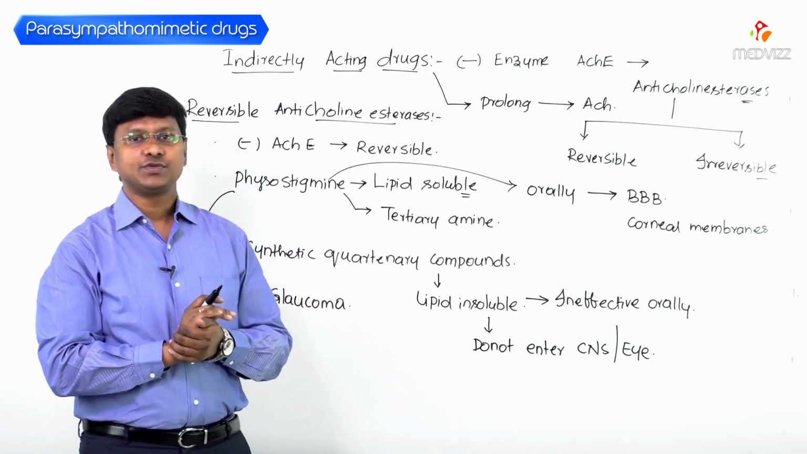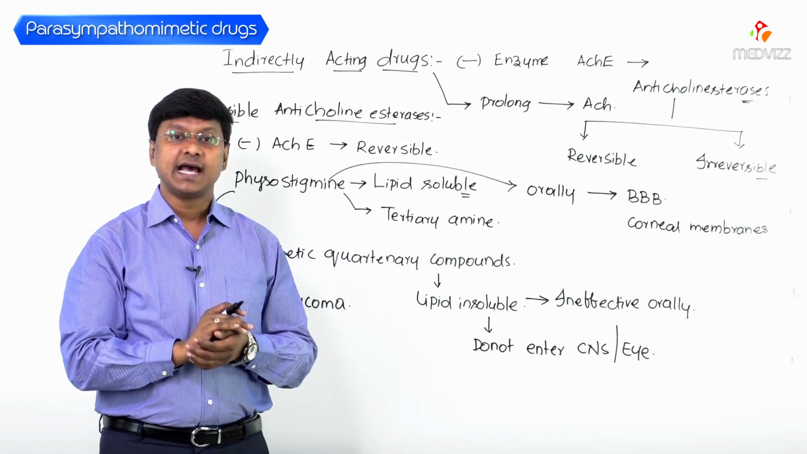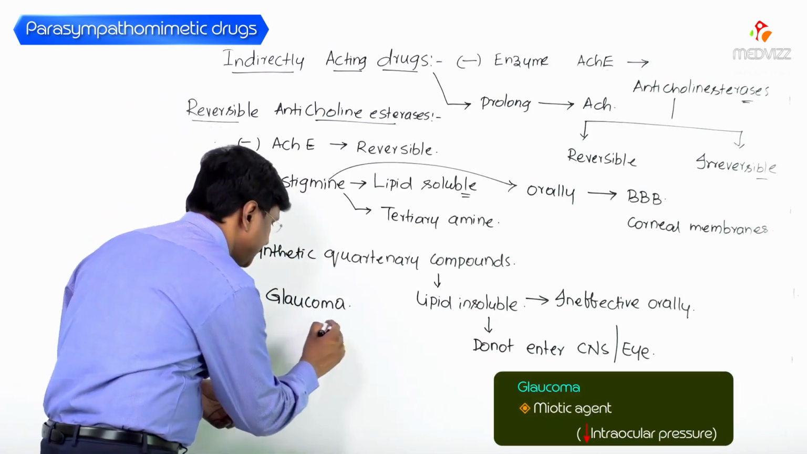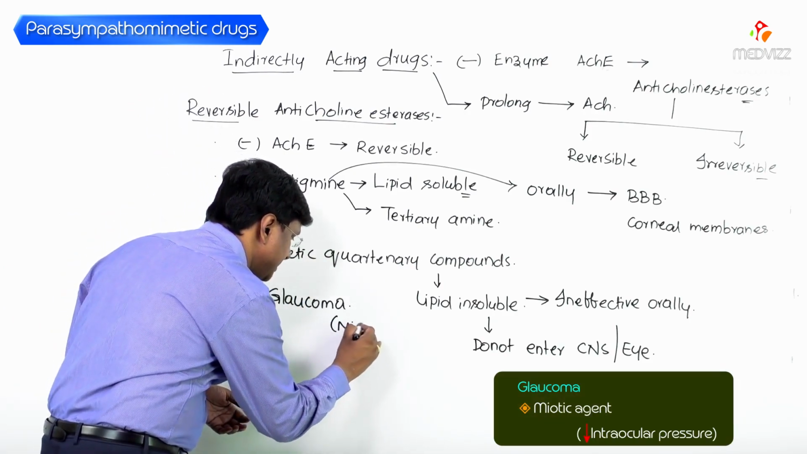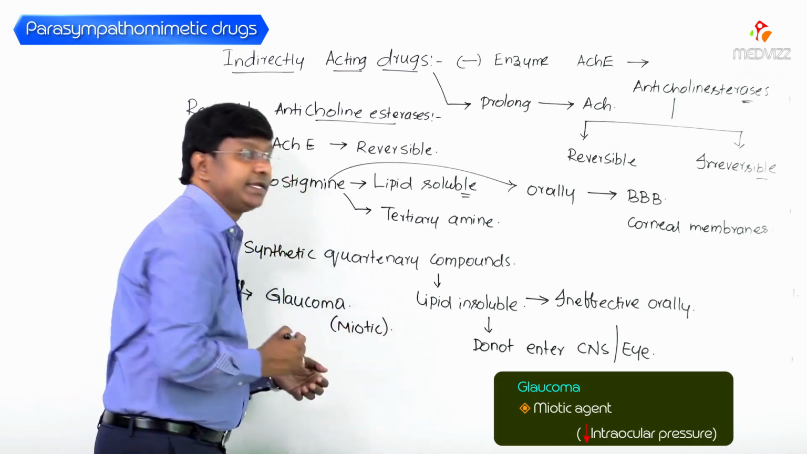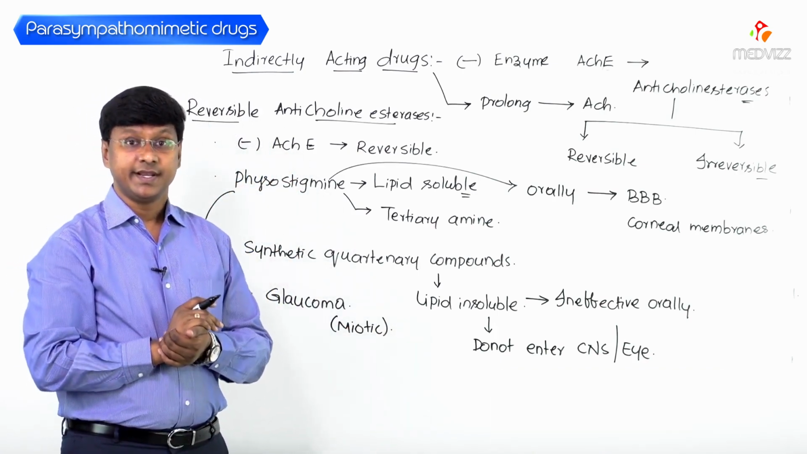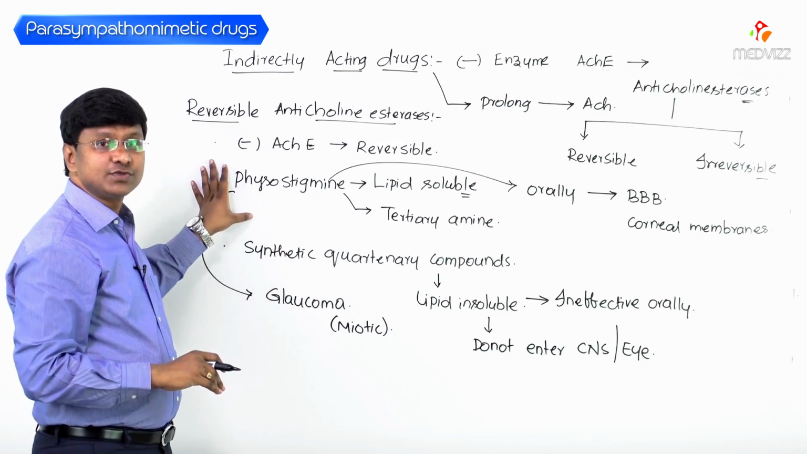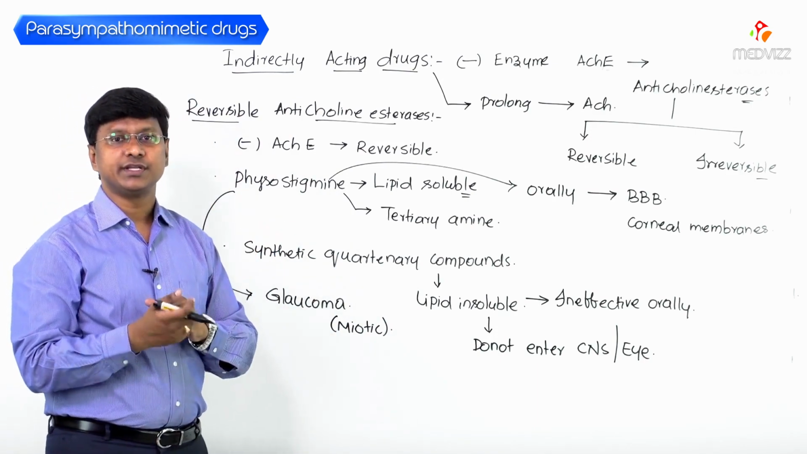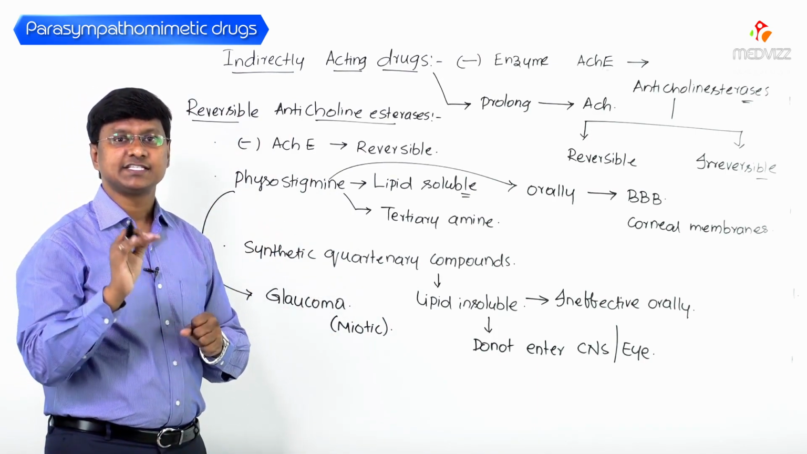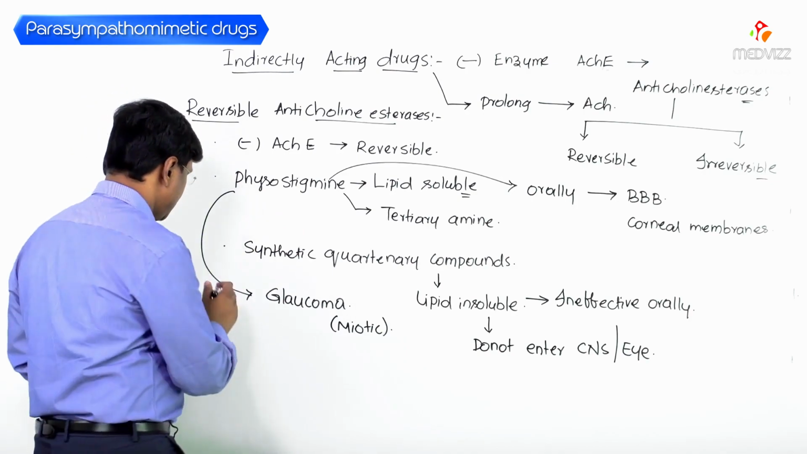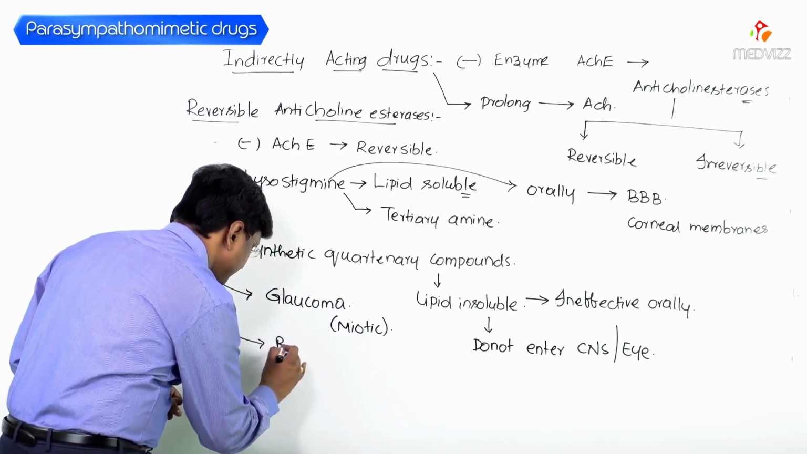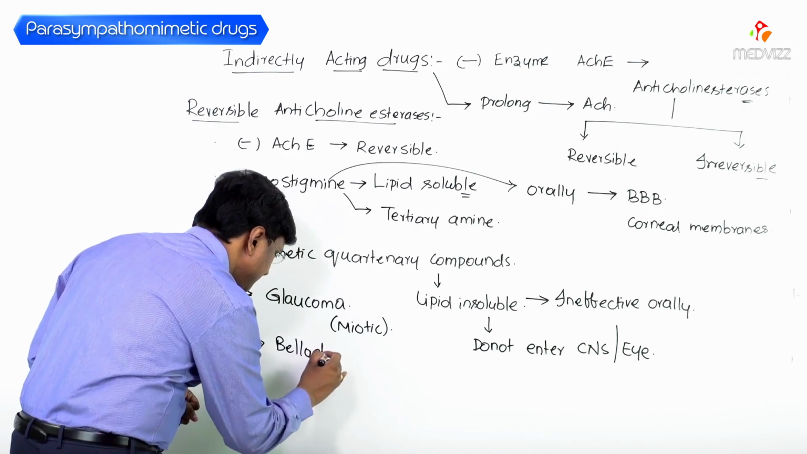Okay, so Physostigmine is used in glaucoma as a miotic agent, and thereby it will reduce the intraocular pressure. Next, Physostigmine is also used in belladonna poisoning as a specific antidote.